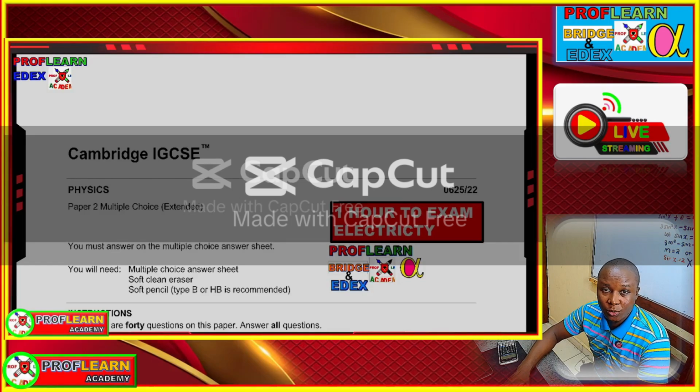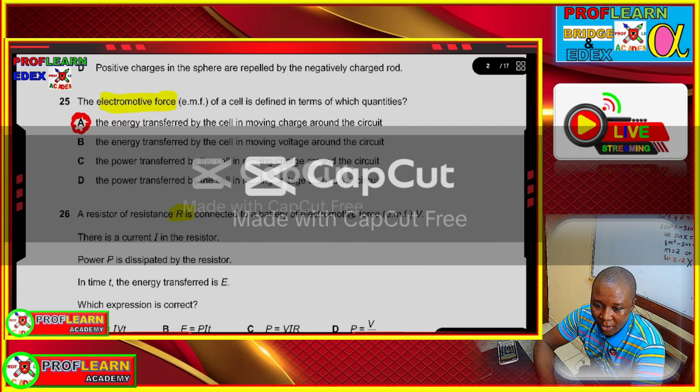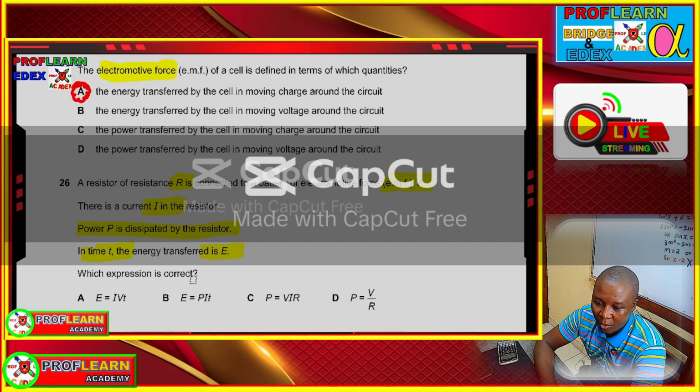It's a few hours to the IGCSE Cambridge 0625 exam. In electricity, here is what you need to remember a few hours before the exam. We have question number 26, which says a resistor of resistance R is connected to a battery of EMF V. There is a current I in the resistor, and then we are supposed to identify which is the correct expression.